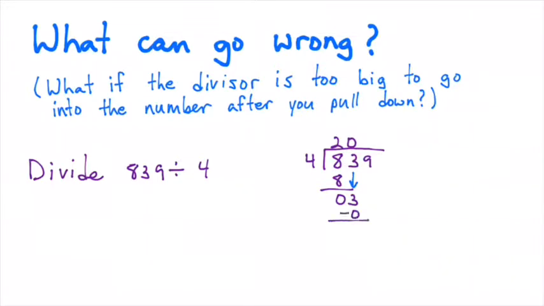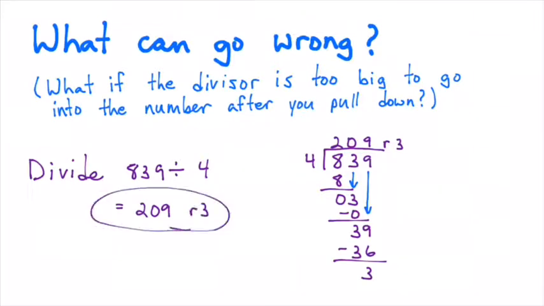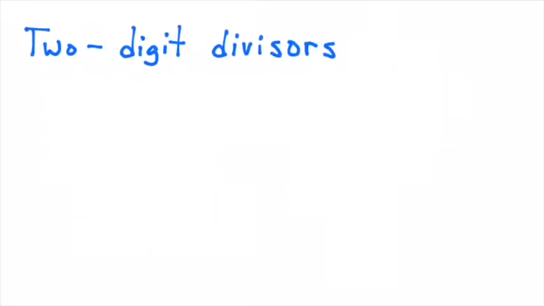Now multiply back, and of course 3 minus 0 is 3, and now we can pull down the 9. So now how many times will 4 go into 39? Well, 4 times 9 is 36, so 4 will go into 39 9 times with 3 left over. And now there's nothing left to pull down, and now we can say that 839 divided by 4 is 209, remainder 3.